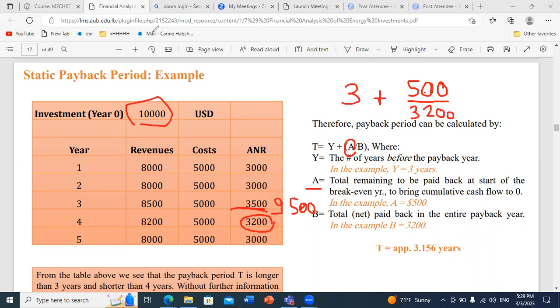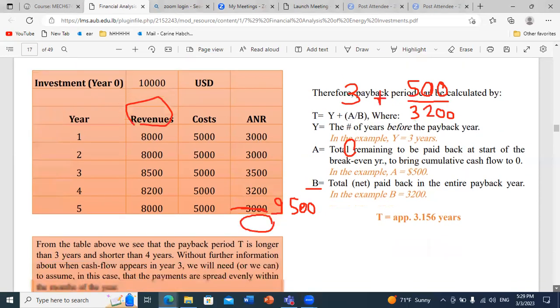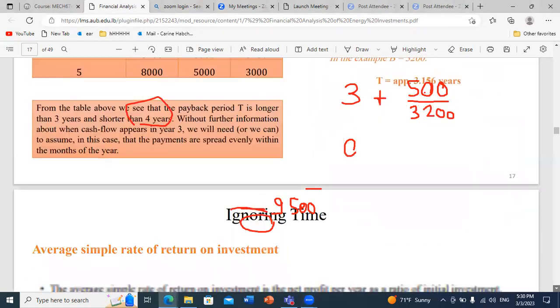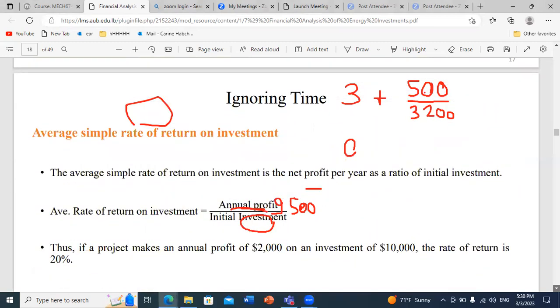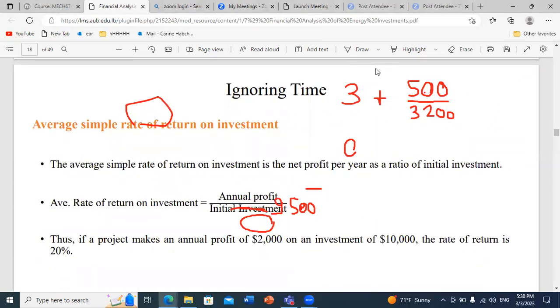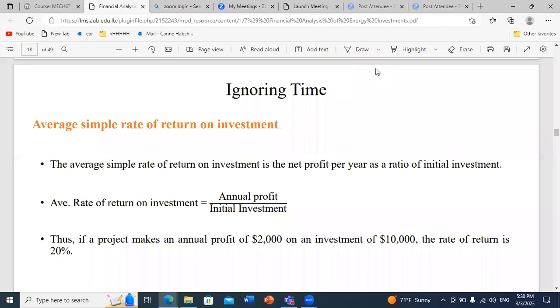Now from the table above, we can see that the payback period T is longer than 3 years, but shorter than 4 years. So without further information about when cash flow appears in year 3, we can assume that the payments are spread evenly within the months of the year. According to this assumption that we have linear variation, we can approximate the static payback period as Y plus A over B. Now, we are still in the approach of ignoring time.